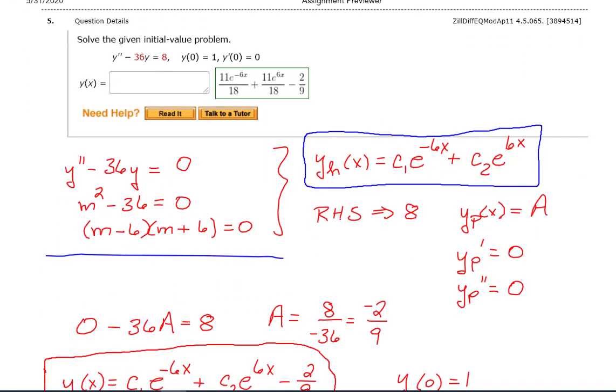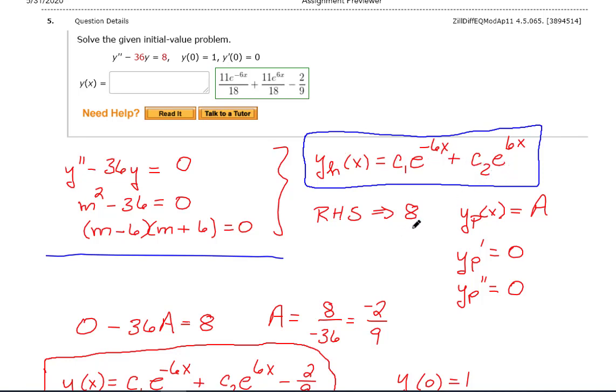And in our last problem here, we have our second order constant coefficient non-homogeneous problem with initial conditions. They'd like us to solve this. Alright, so we first solve the homogeneous problem. m squared minus 36 is 0. That is factorable. I see that I get two roots. They are distinct.